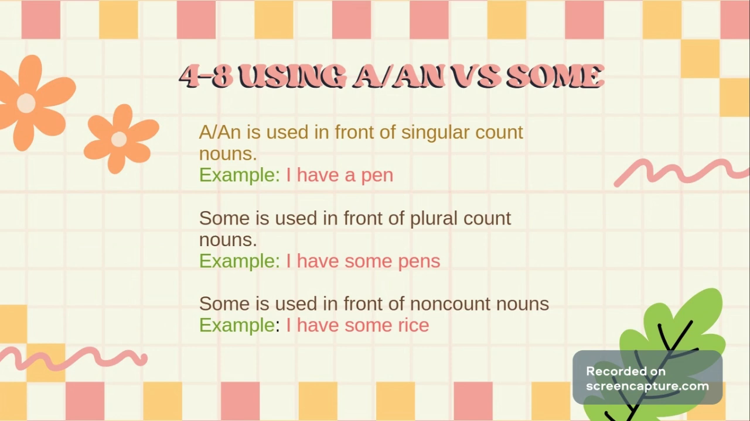And next, some is used in front of non-count nouns. Example: I have some rice. Yeah, because no one can count how much rice she ate.